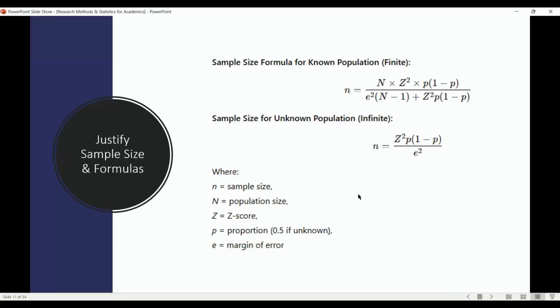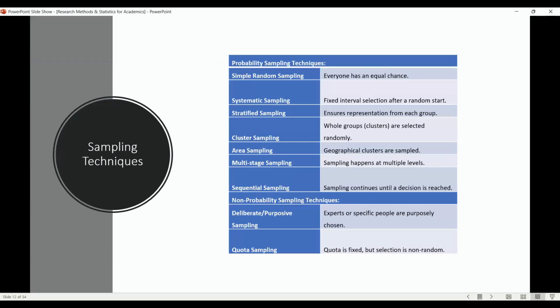In case you are from the social science, management, commerce or medical field, involved in understanding about patients, this 385 is a magic number. Try to know about it. This is the formula that is being used.